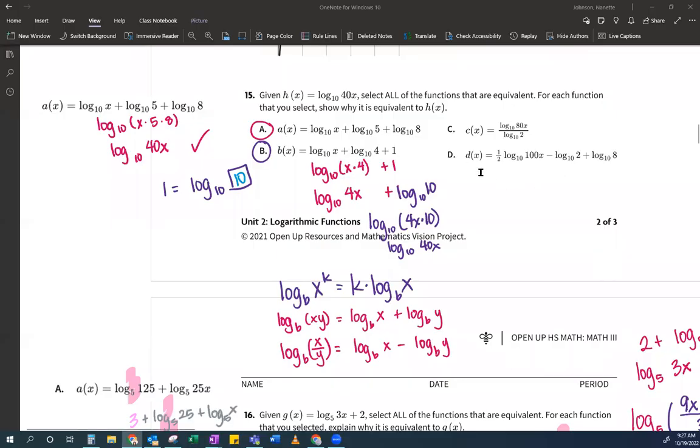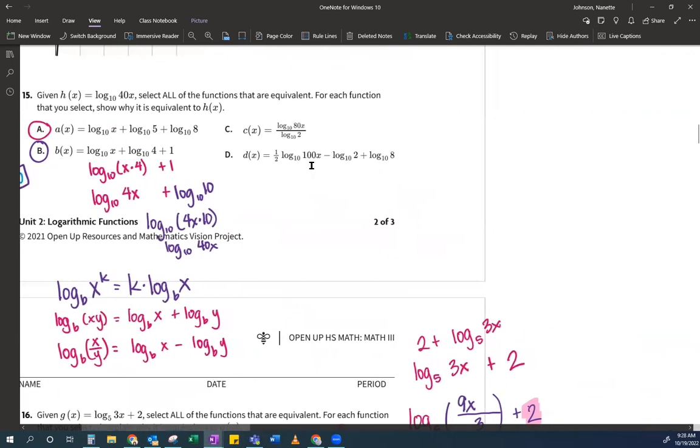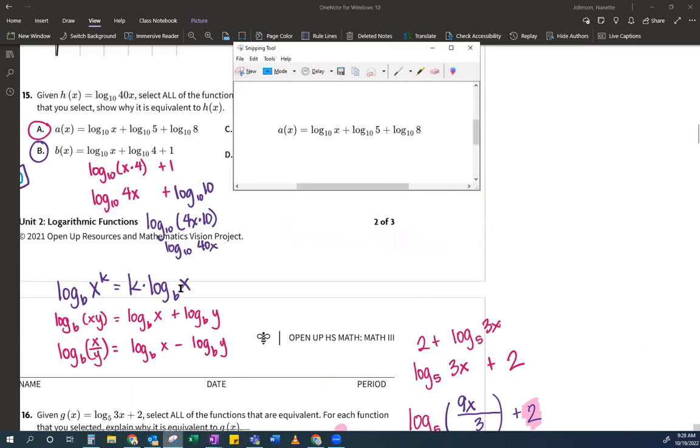Okay, so now that you're back, it says d of x is equal to half of log base 10 of 100x minus log base 10 of 2 plus log base 10 of 8. So this one looks confusing to me because it has multiple properties working at the same time. I don't want to get it all messy here, so I'm going to copy and paste it as soon as I find my little, here he is.